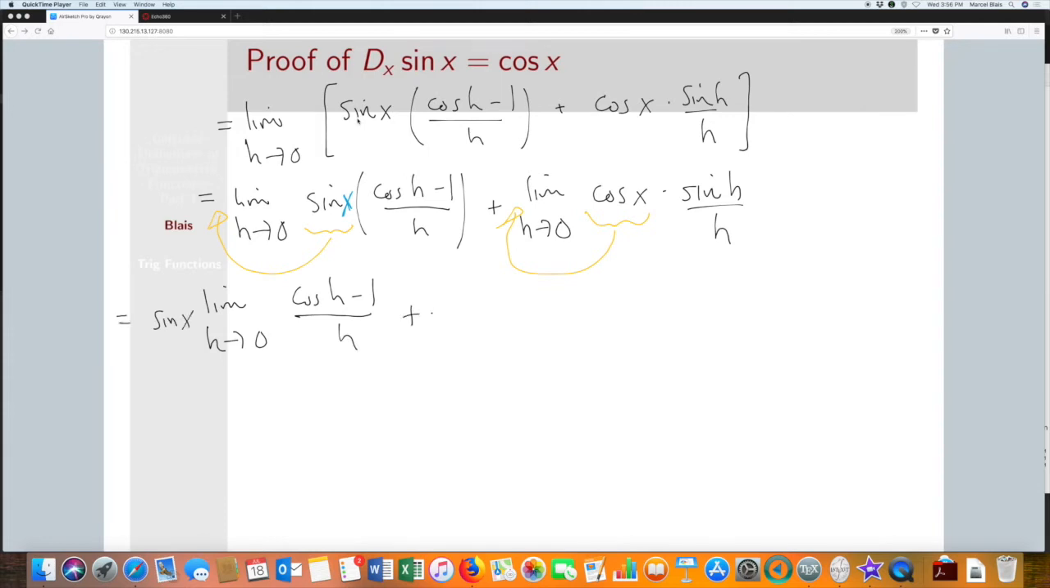For the second term, we have cosine of x times the limit as h goes to 0 of sine of h over h. This limit is a quick one. We actually had this as a theorem earlier in the course that this limit is equal to 1.